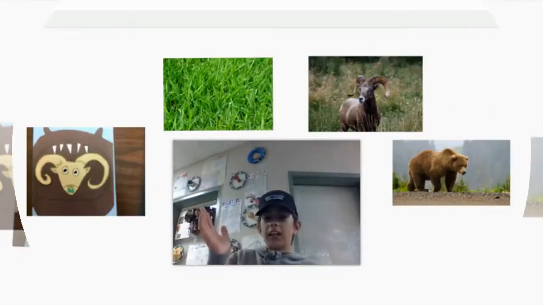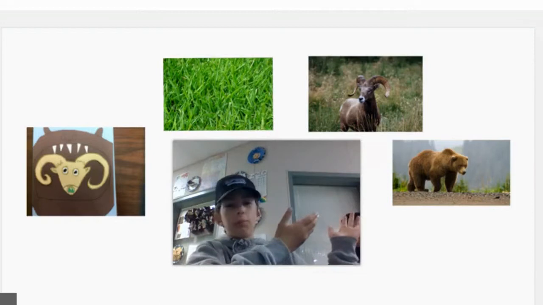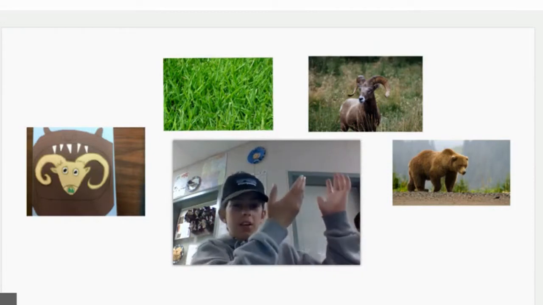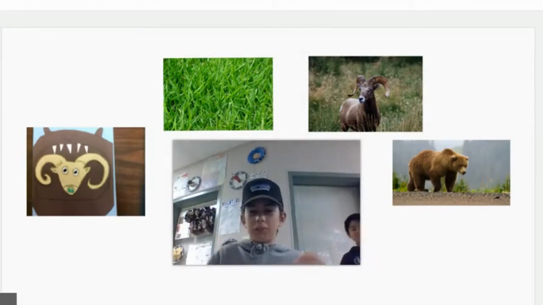Hi, my name is Grant, and this is my food chain art. And this bear is the top of my food chain, which eats the bighorn sheep and eats the grass, which is my food chain, and then Grand Tetons National Park.